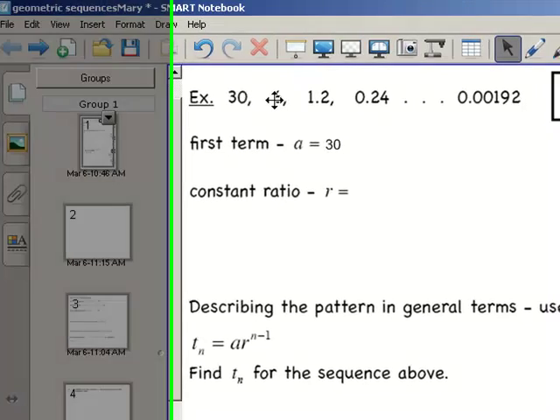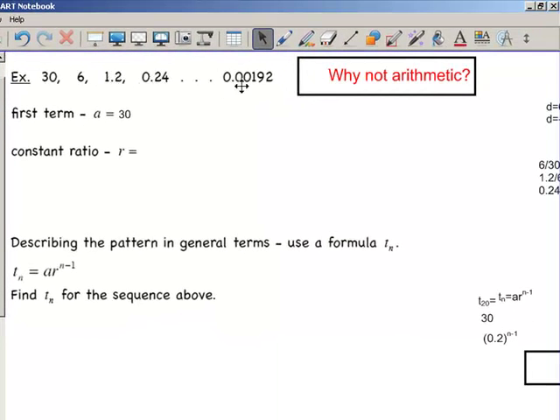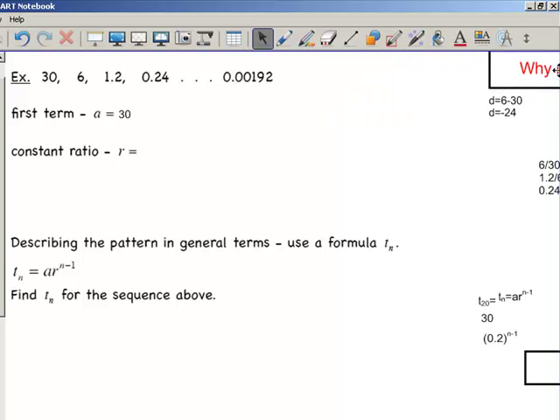If it was arithmetic, we would be increasing by a constant difference each time. Just doing a quick check, when I subtract 30 from 6, I would get negative 24. When I subtract 6 from 1.2, I would get a different answer of negative 4.8. So there is no constant difference here, so that sequence is not arithmetic.